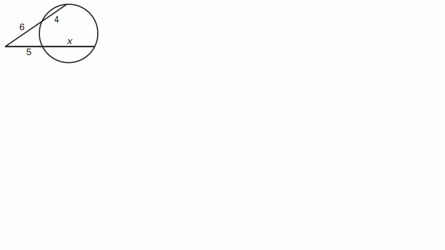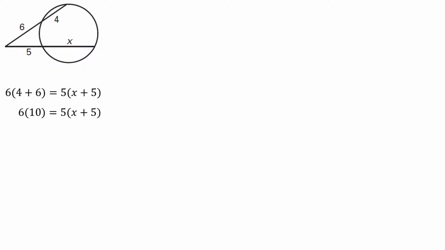Okay, here comes some fun. We got the secants. Of course, on one of the secants, the external segment is just 6, but the entire segment is 4 plus 6. On the other secant, the external segment is 5, but the entire length of that segment is x plus 5.